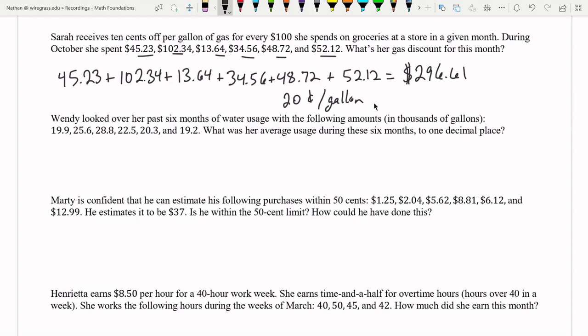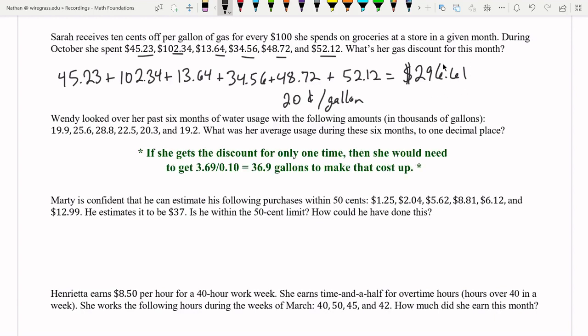Now, a follow-up question that I see from this would be, well, if she had spent an extra, in this case, it would be what? $3.39. If she spent an extra $3.39, she would have gotten 10 cents more per gallon off of gas. And the question would be, does spending an extra $3.39 give you a bigger discount on gas to where it covers that $3.39 cost? That depends on how much gas she will get.